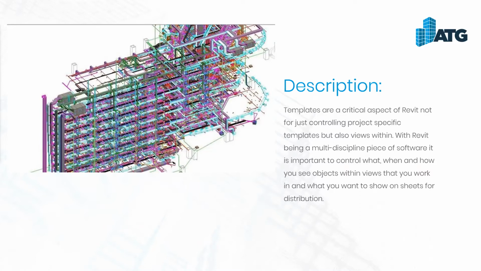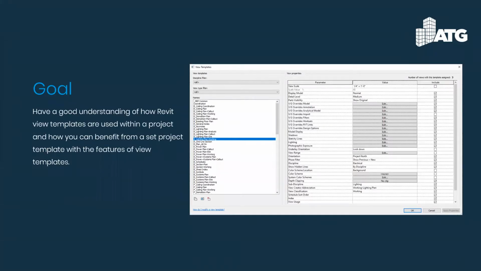So today my focus obviously is encouraging you to utilize view templates and also kind of show you a little bit of a difference between what you typically get from out of the box Revit and what you get within the MEP Productivity Pack that we sell. And we'll see the differences between those and see how it can make you more productive utilizing those. So our goal, again, have a good understanding of how Revit view templates are used within the project and how you can benefit from a set project template with the features of view templates.